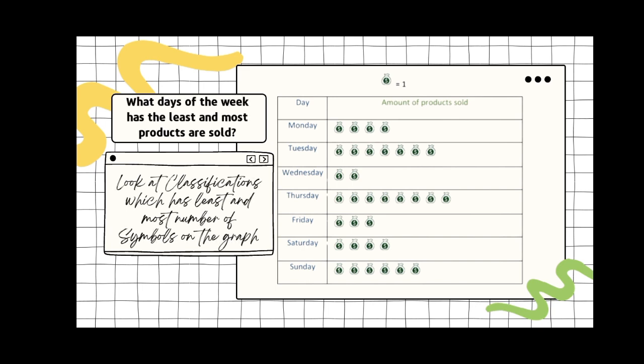Next question, what days of the week have the least and most products sold? So basically the symbols and the amounts of products are directly proportional, which means those classifications which have the least amount of symbols also have the least amount of products sold. So we have Wednesday for the least and Thursday for the most number of products sold.